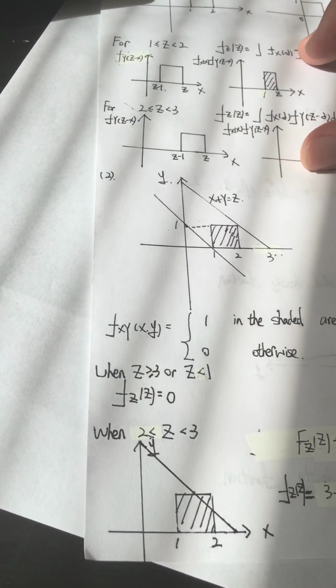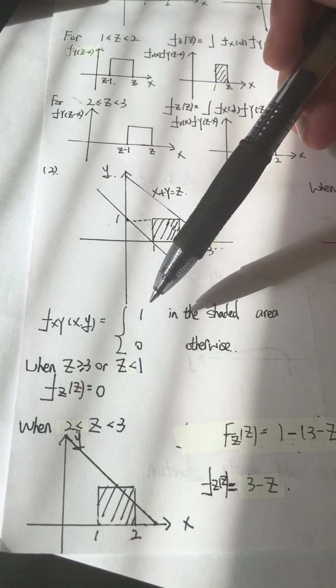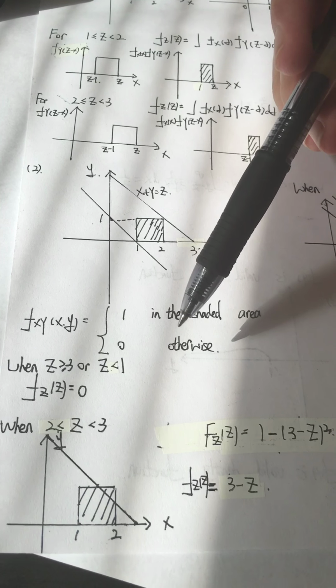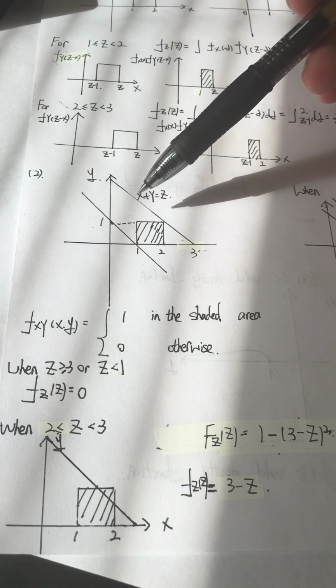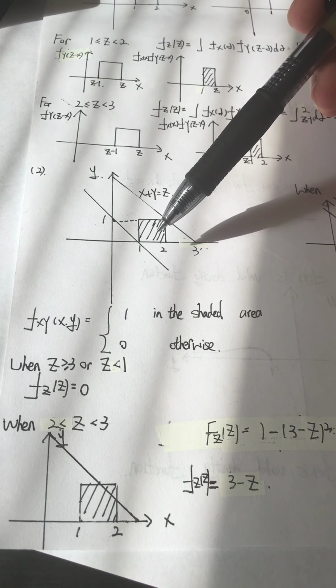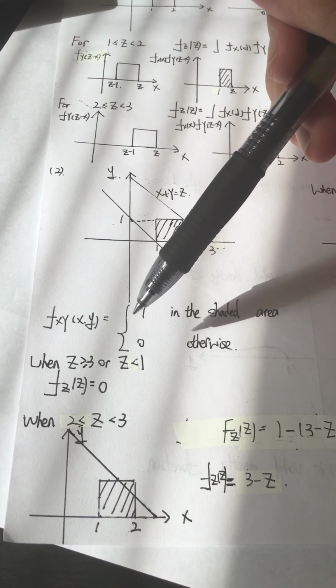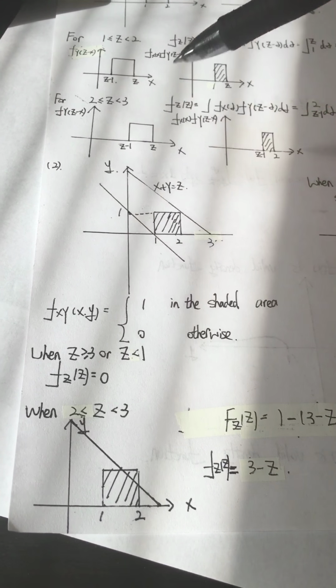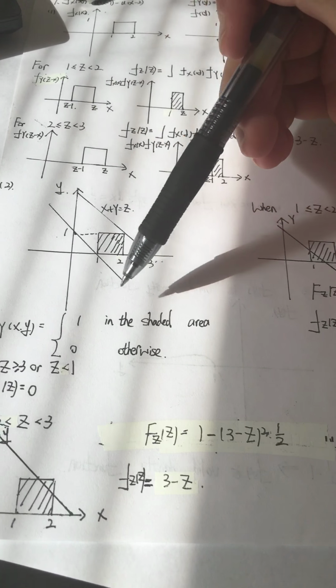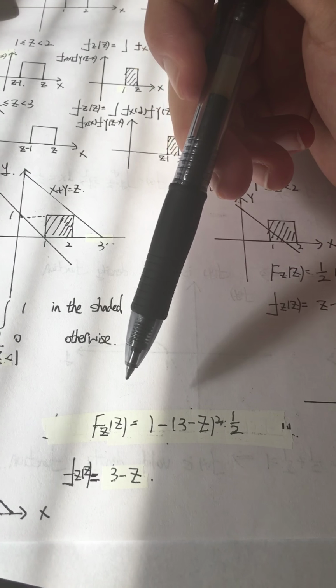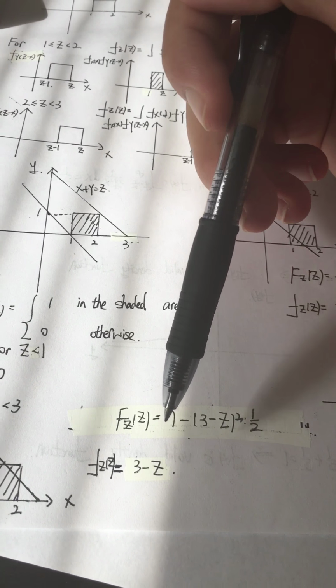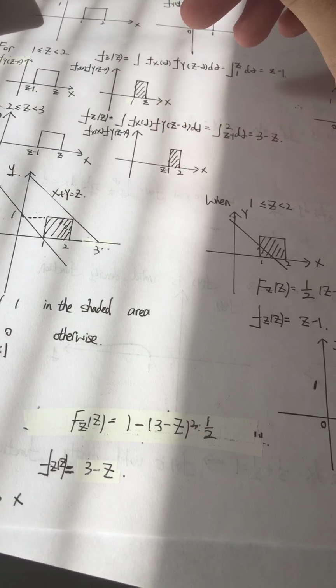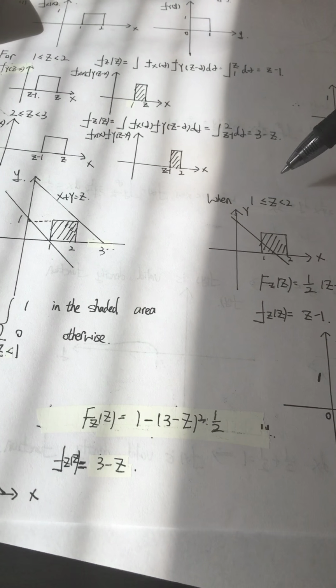Otherwise, it is 0. Okay, when z is more than 3 or z is less than 1, there is no intersection between the slope and the shaded area, so the PDF of z is 0. When z is less than 3 or more than or equal to 2, first we can find the CDF of z and then get the PDF of z. It is equal to 3 minus z.